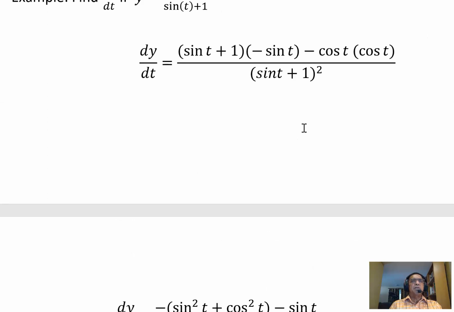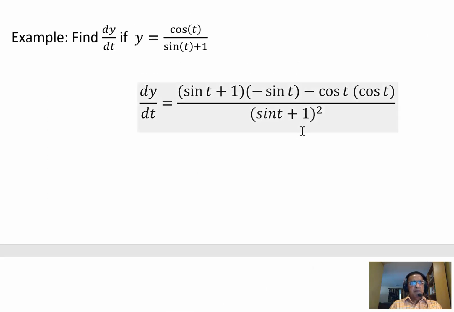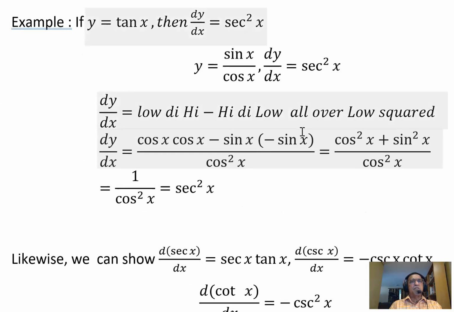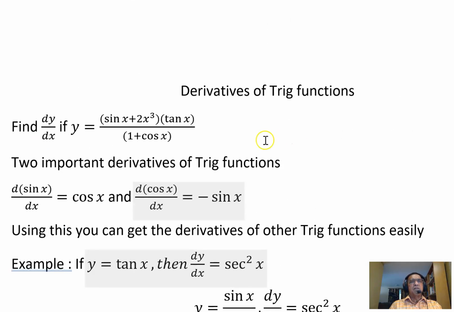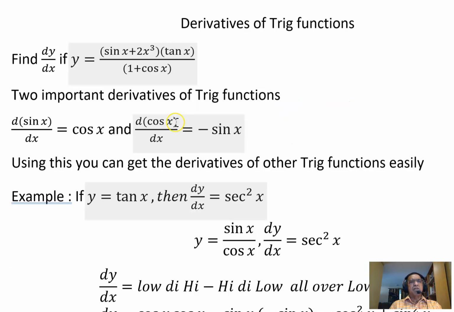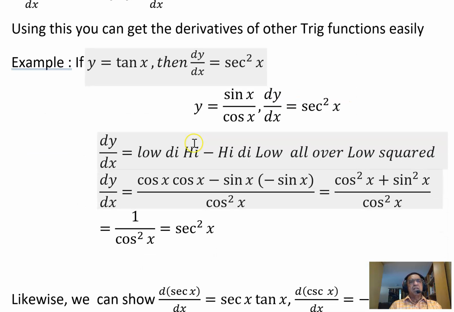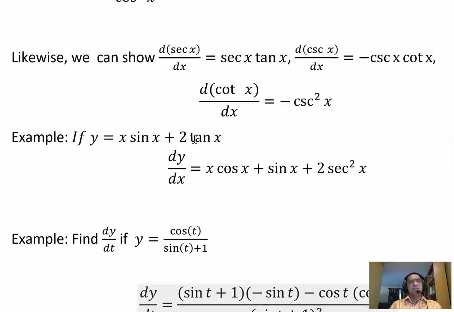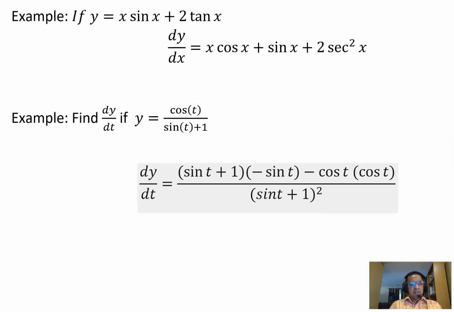That's it for this video. Today's topic was to find the derivatives of the six trigonometric functions: sine, cosine, tangent, and then secant, cosecant, and cotangent. All right, thank you for watching.